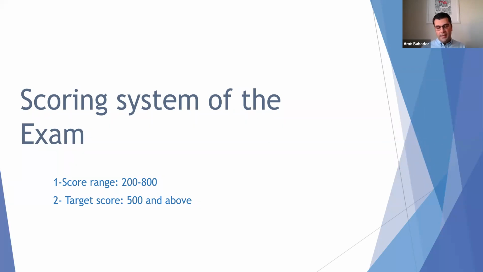When they release your score, you will have a chart for each part of your exam, for example, biomedical science, clinical science, and data research, and an overall score. For each of them, you will have a score between 200 and 800. Then they will give you some graphs that show where you are standing among other participants in the exam.